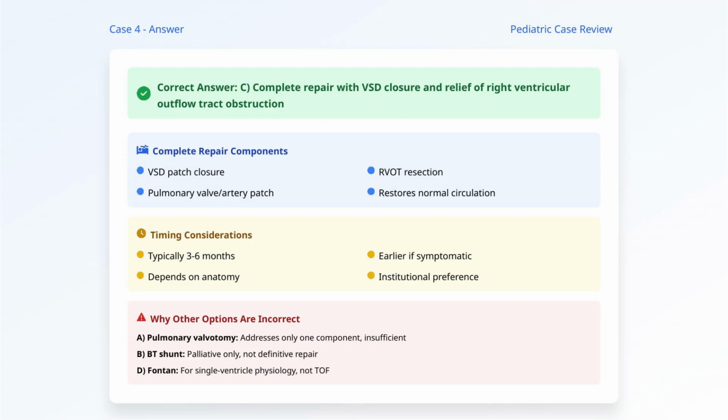Pulmonary valvotomy alone would be insufficient as it addresses only one component of TOF. The Blalock-Taussig shunt is a palliative procedure sometimes used in very small infants or complex anatomy to increase pulmonary blood flow temporarily until complete repair. The Fontan procedure is used for single ventricle physiology, not for TOF.